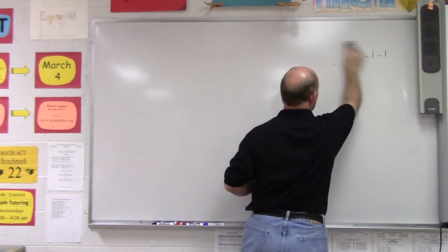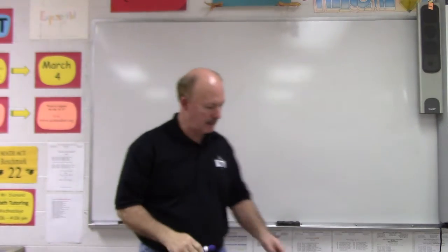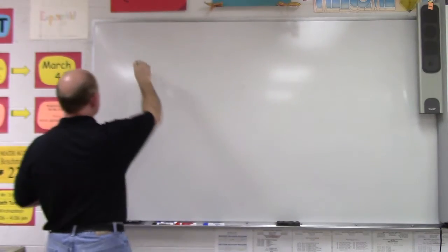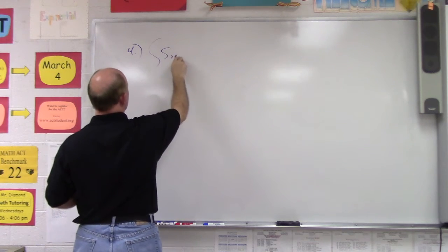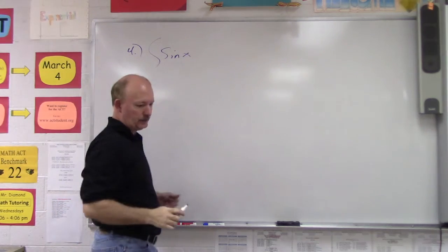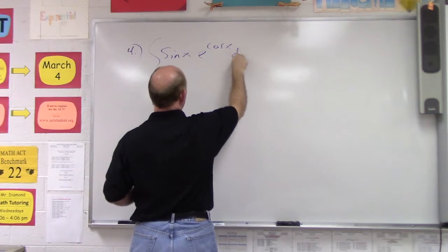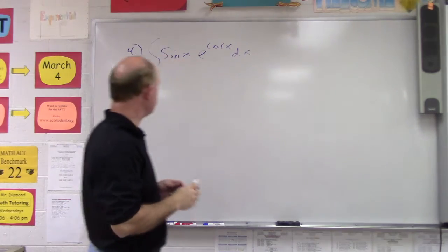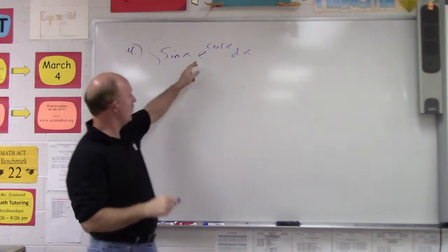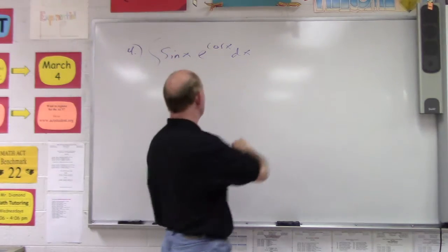All right, erase this. And let's see, this time number 4, let's try, this will be the integral sine x e to the cosine x dx. Okay, let's try this problem here. Now, once again, we don't want e to the cosine x, we need e to the u. So we're going to let u equal cosine x.